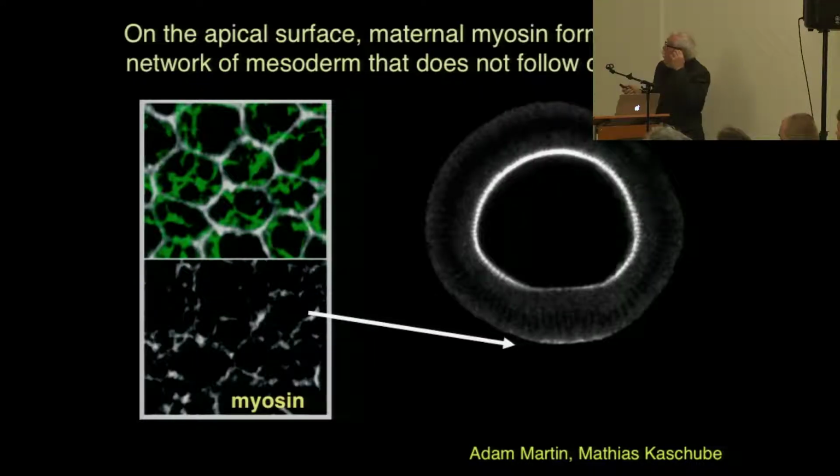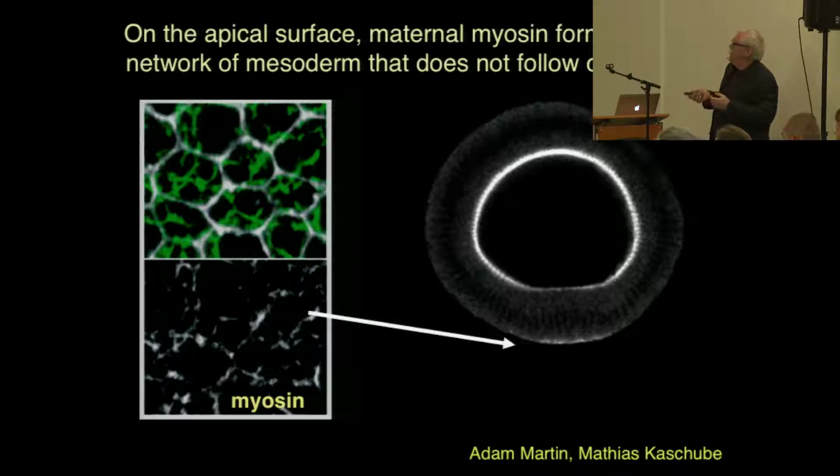Now, what surprised us, though, was when Adam Martin and Matthias Kaschube decided to look more closely at this myosin distribution that accumulated on the apical surface. I had thought that, well, if you have a cell and you want to constrict the apices, the simplest thing would be to have a ring of myosin around the outside, or some type of belt, and have that ring contract, and that I expected to see a distribution of myosin around the surface of the cell that would drive constriction. And instead, what they saw was a very different pattern, a pattern of myosin where you saw an arrangement that was basically corresponding to the grain of the cell distributions.